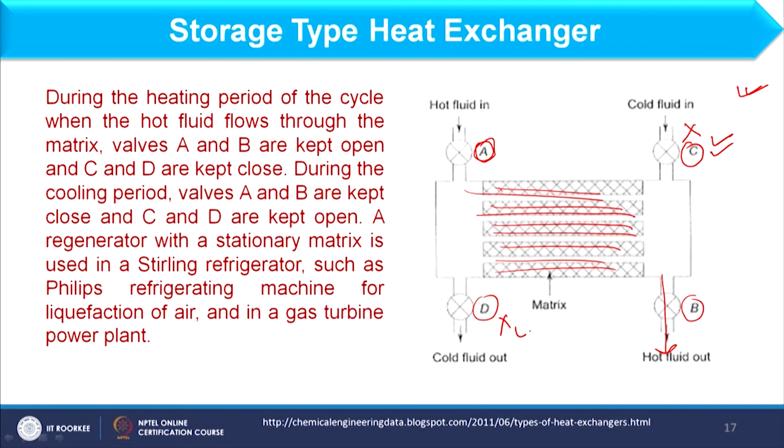Second time, this will be open and this will be closed. So the cold fluid will pass through this, take heat from the matrix and then exit from here. In this way, this is a storage type heat exchanger, and here the matrix is used as a media to store the heat. These are used in Stirling refrigerators such as the Philips refrigerating machine for liquefaction of air and in gas turbine power plants.